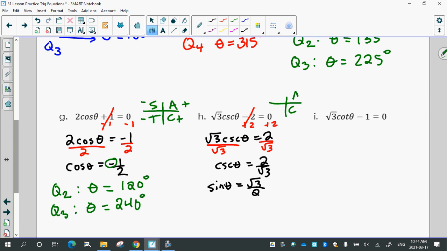Use the CAST rule. For sine, it's positive here and here, and I do want sine to be positive. So I'm looking for a quadrant 1 angle and a quadrant 2 angle. Theta equals. I'm looking for the y value, where the y value is √3/2. And quadrant 1 is 60 degrees. And then quadrant 2 is 120.